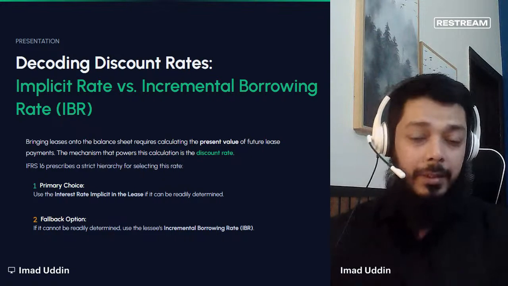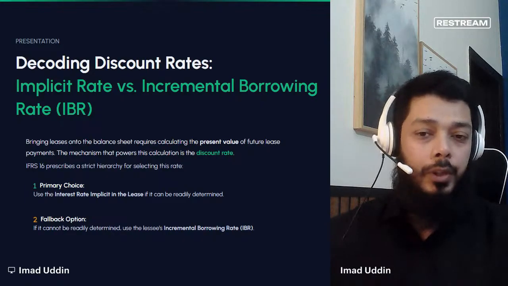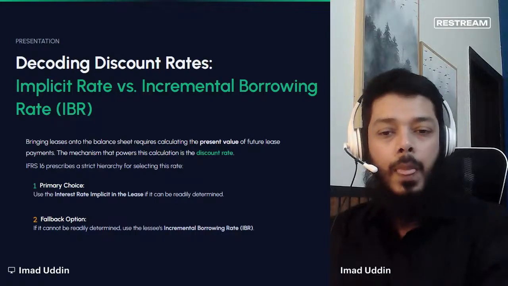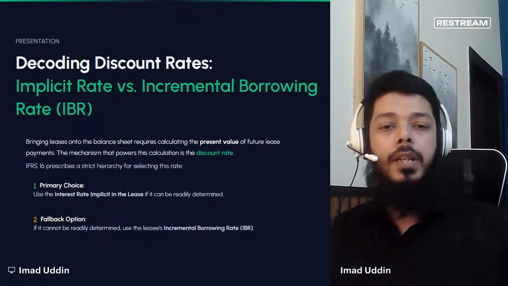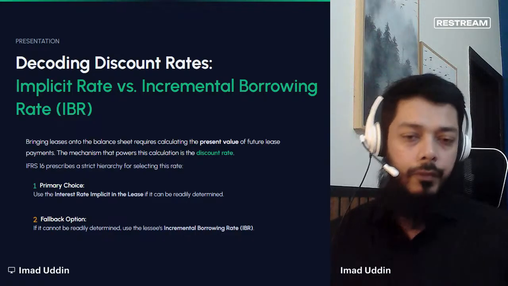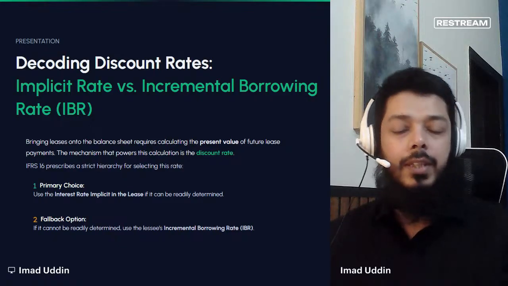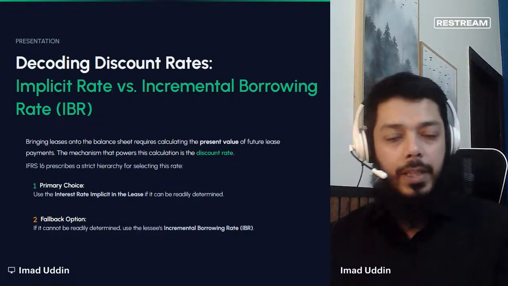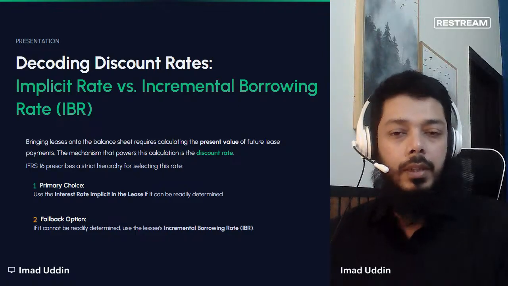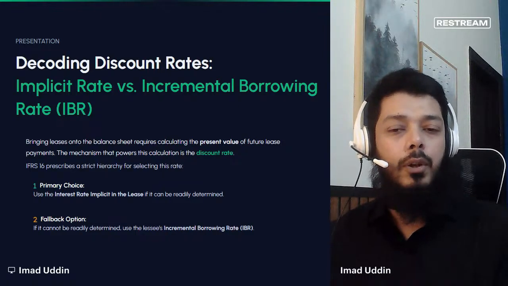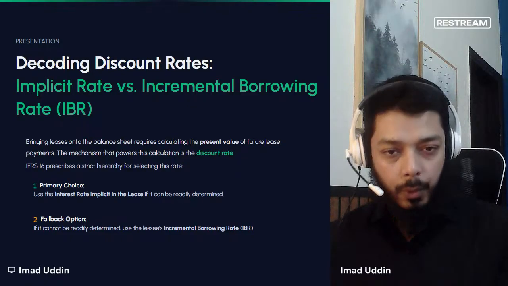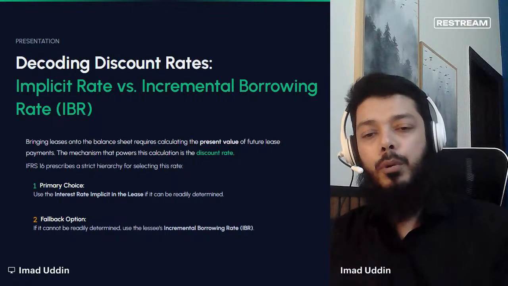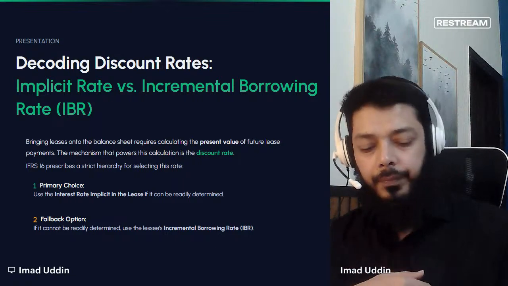Even for the lessee, the preferred rate is the one used by the lessor, which means the interest rate implicit in the lease. That is the primary choice, but there's a fallback option, which is often used in practice because the lessee does not know the interest rate implicit in the lease from the perspective of the lessor. To say it in simpler words, the lessee does not know the IRR of the lessor. And so the lessee would have to use the incremental borrowing rate of interest.